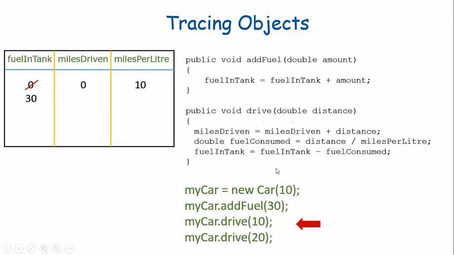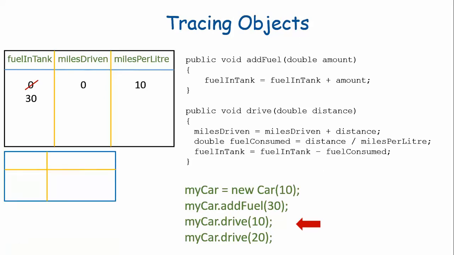In this method you can see that distance is a new variable which is available only for this drive method. It is a local variable. So let us create another piece of paper with two columns in it, one for the distance variable and another for the other local variable that we will be using inside this drive method. For now, as we have passed the parameter as 10, the current distance is 10. When it goes inside the method, we update miles driven based on whatever distance we have received. So the new miles driven becomes 0 plus 10, that becomes 10.